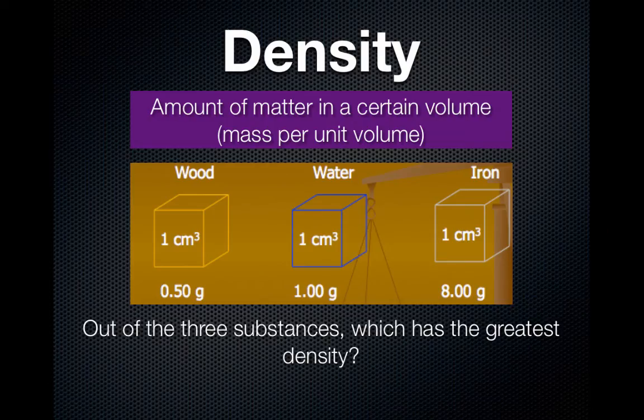Hopefully, now that you have a better understanding of mass and volume, you'll be able to understand the concept of density. Density is the amount of matter in a certain volume, so it's the amount of mass per unit volume. Here we have three substances: wood, water, and iron. All three have the same volume, but they have different masses. Out of the three substances, which do you think has the greatest density? If you guessed iron, then you are correct.